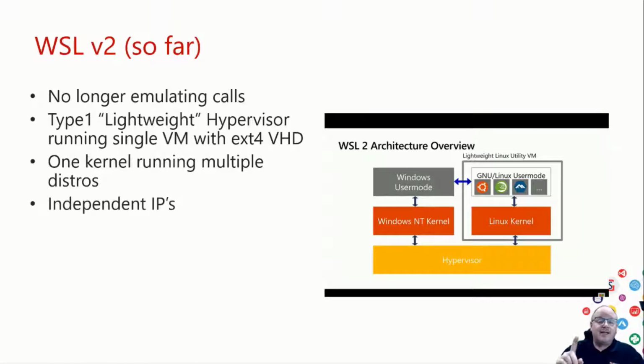Independent IPs is kind of big because previously you always had to go into the distribution and you had to use the host IP, right? Or do a localhost or something like that. Independent IPs, you can actually assign an independent IP to each individual distribution, which is really, really cool when you're trying to run web apps or troubleshoot or something like that.